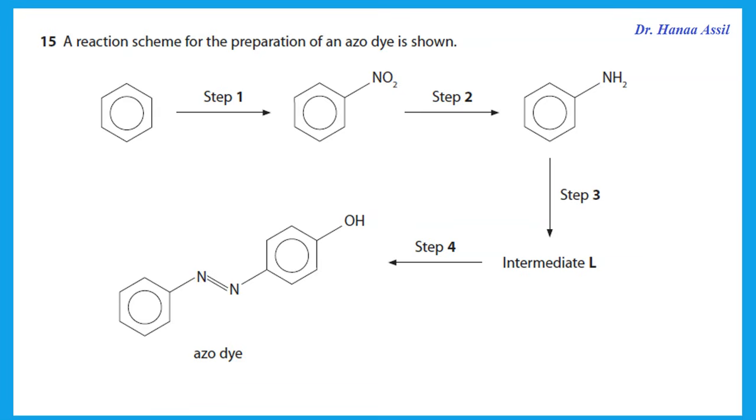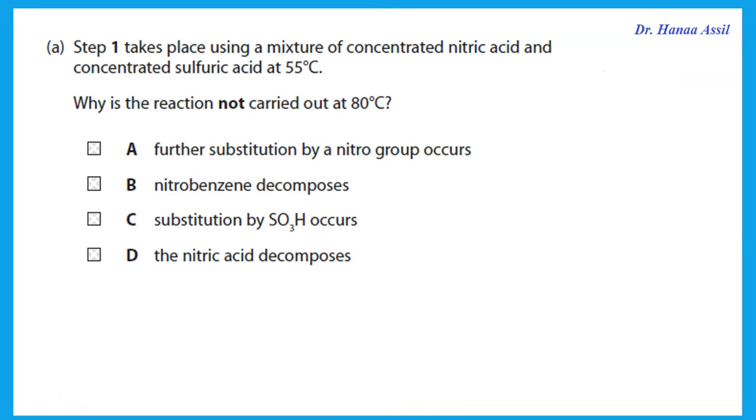A reaction scheme for the preparation of an azo dye is shown. So this is a scheme that we're given, and then we're going to be asked questions about it. So the first question is, step 1 takes place using a mixture of concentrated nitric acid and concentrated sulfuric acid at 55 degrees Celsius. Which one was step 1?